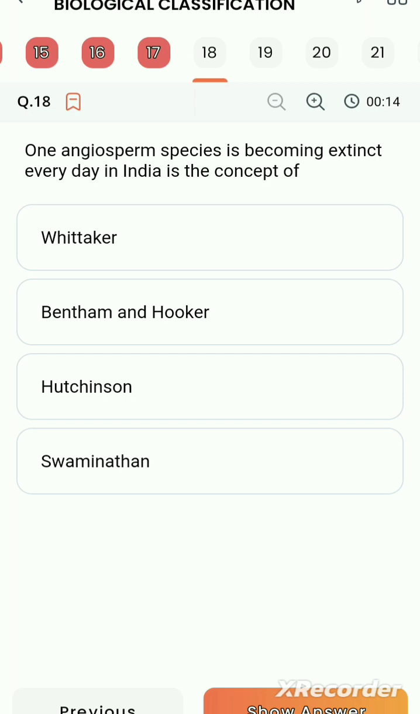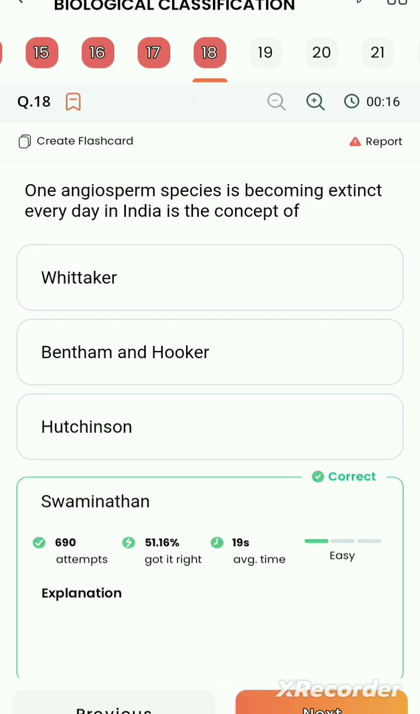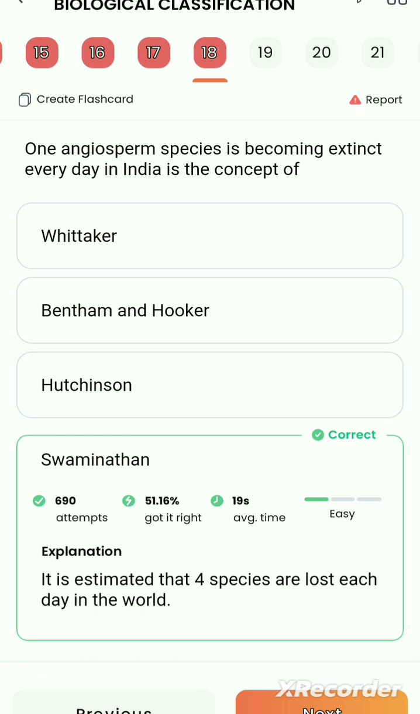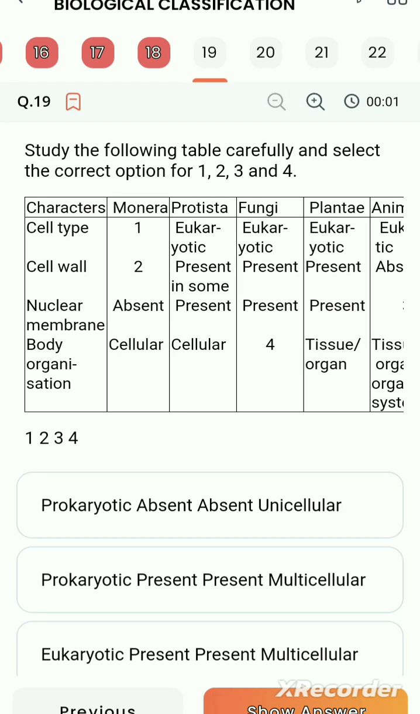So that is becoming extinct every day in India. Whose concept is this? That is Mr. Swaminathan, who was considered as the father of the Green Revolution. He has estimated that 4 species are lost each day in the world.